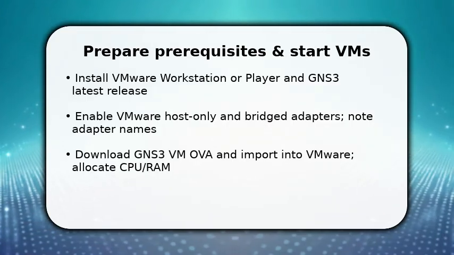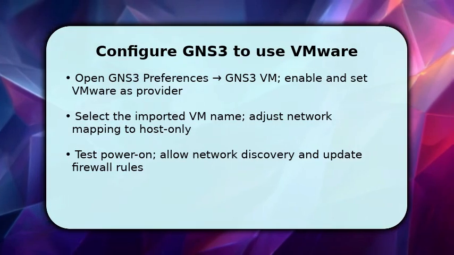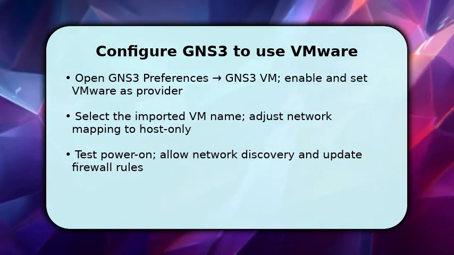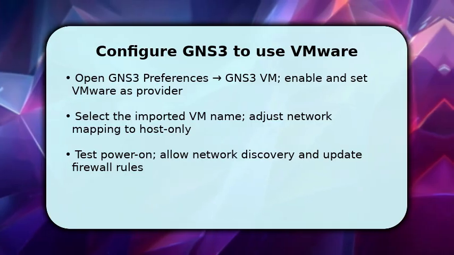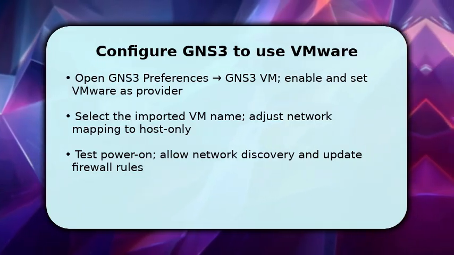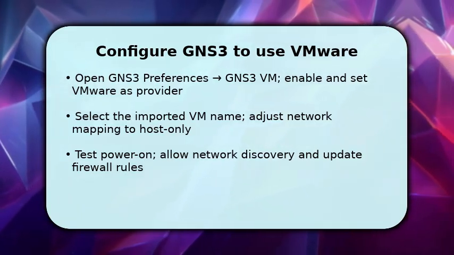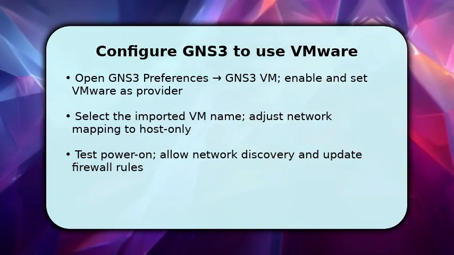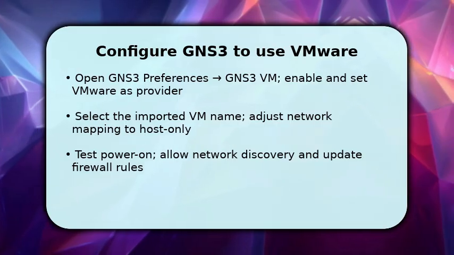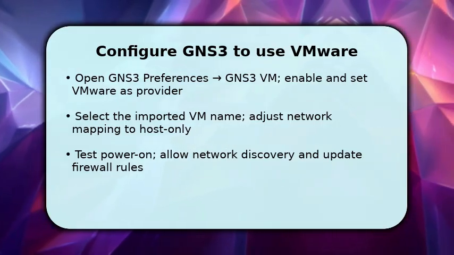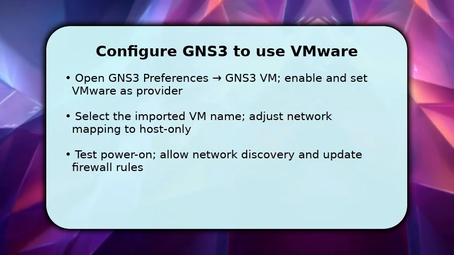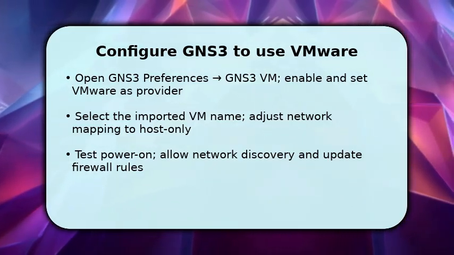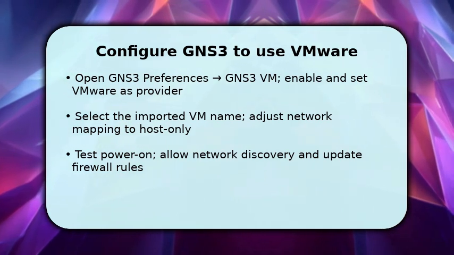Now you set GNS3 to use the VMware appliance directly. Open GNS3 Preferences, go to GNS3 VM, enable it and choose VMware as the virtualization provider, then select the exact VM name you imported. Map GNS3 Cloud links to the VMware host-only or bridged adapter so devices can reach the VM. Once configured, start the GNS3 VM from GNS3 and confirm it boots. Make sure firewall allowances permit GNS3 traffic.